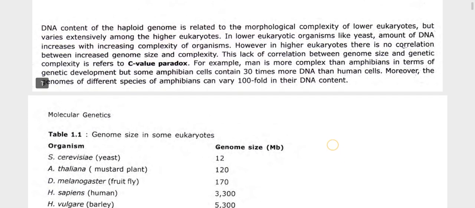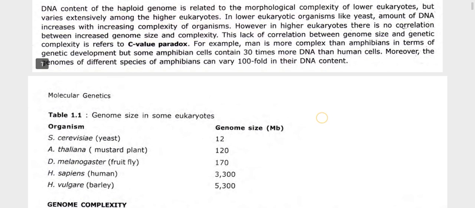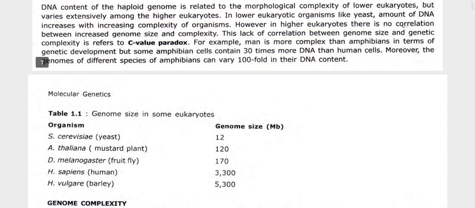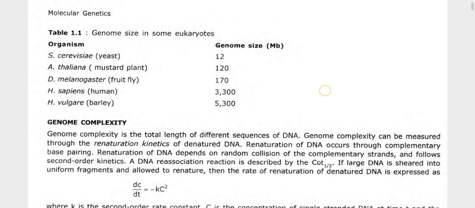This lack of correlation between genome size and genetic complexity is referred to as the C-value paradox. For example, man is more complex than amphibians in terms of genetic development, but some amphibian cells contain 30 times more DNA than human cells. Moreover, the genomes of different species of amphibians can vary 100-fold in their DNA content. Then genome size in some eukaryotes is given.